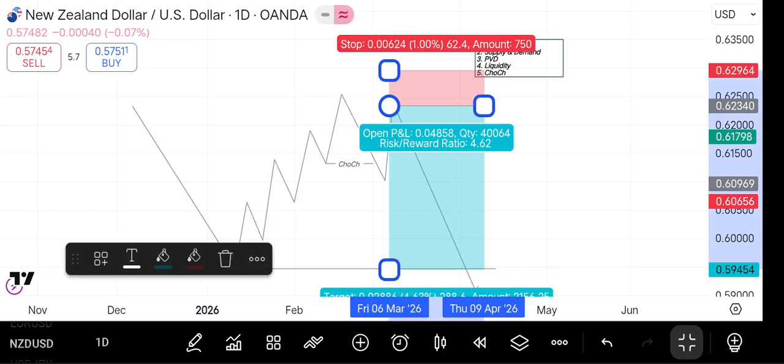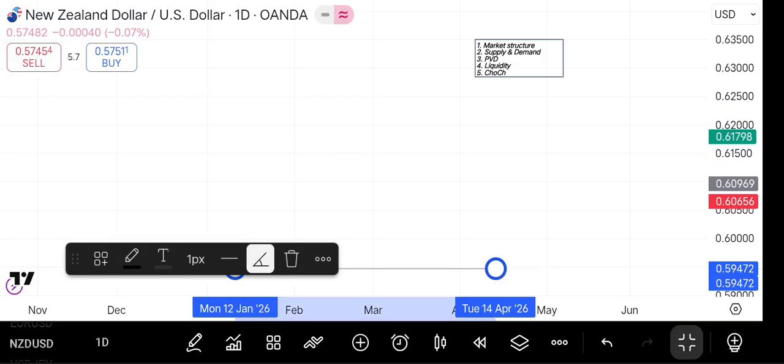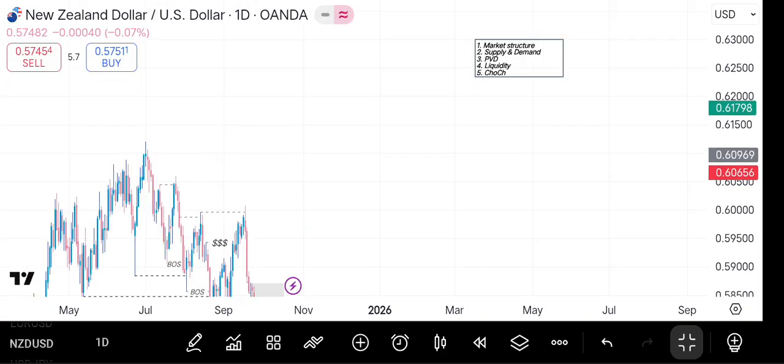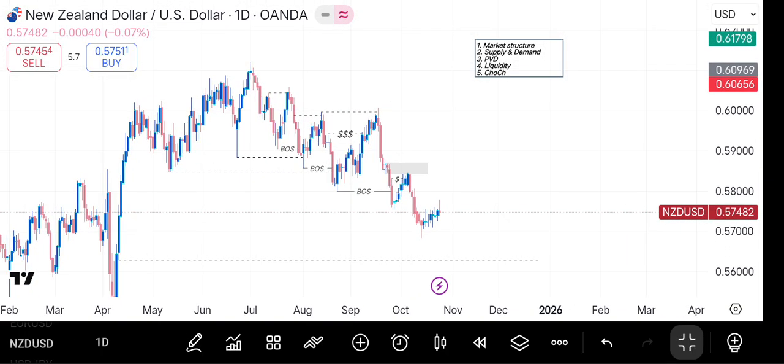That is liquidity, guys. So now, do you understand what liquidity is? If you don't understand, guys, or there's something you do not understand, tell me in the comments below.